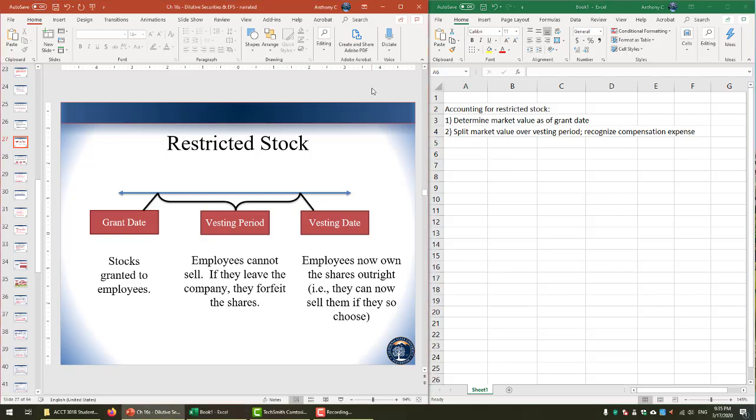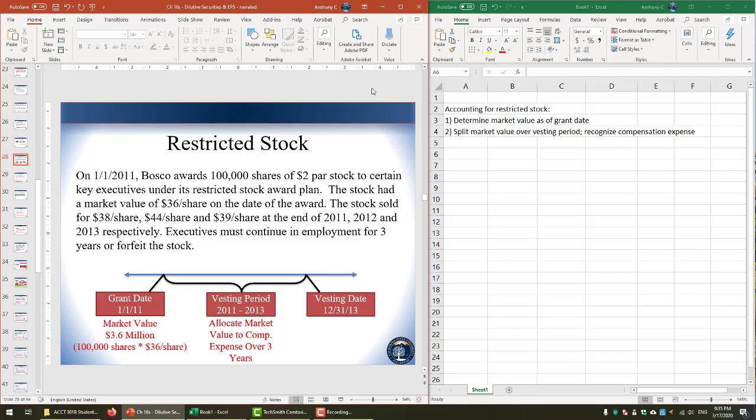So to see how this works, let's take a look at an example. January 1st, 2011, Bosco awards 100,000 shares of $2 par stock to certain key executives under its restricted stock award plan. The stock had a market value of $36 per share on the date of the award, and the stock sold for $38, $44, and $39 per share at the end of 2011, 2012, and 2013, respectively. Executives must continue in employment for 3 years or forfeit the stock.